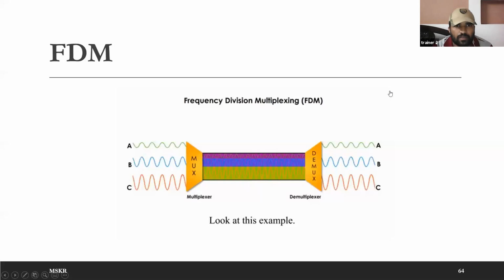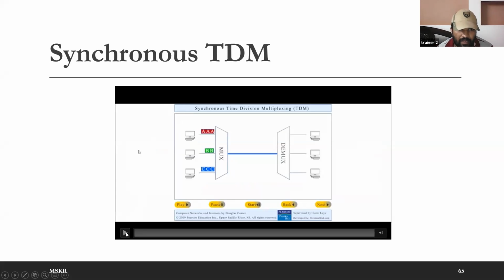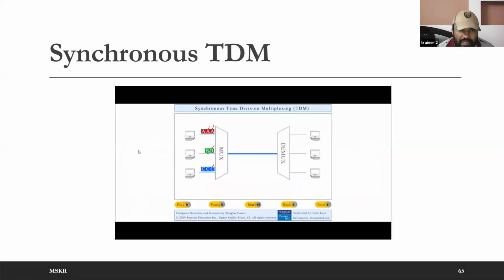Okay, good. So now look at this animation of this synchronous TDM. Okay, so here, before starting the animation, as you can see, A has data at the first slot; A, B, C all have data at the second slot. Now B has no data, C has data. Now look how this data is going.